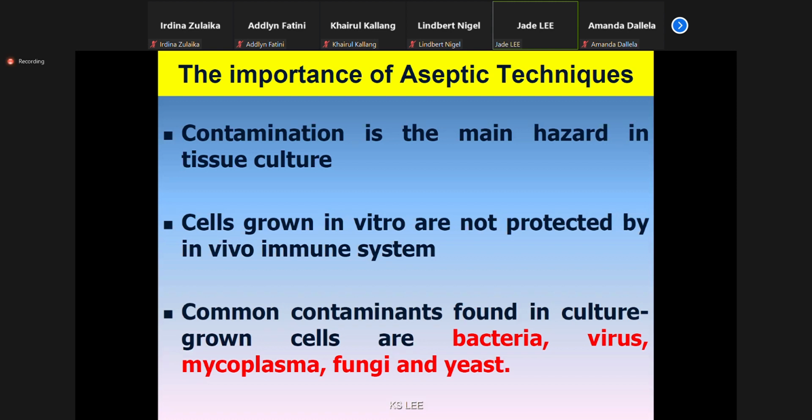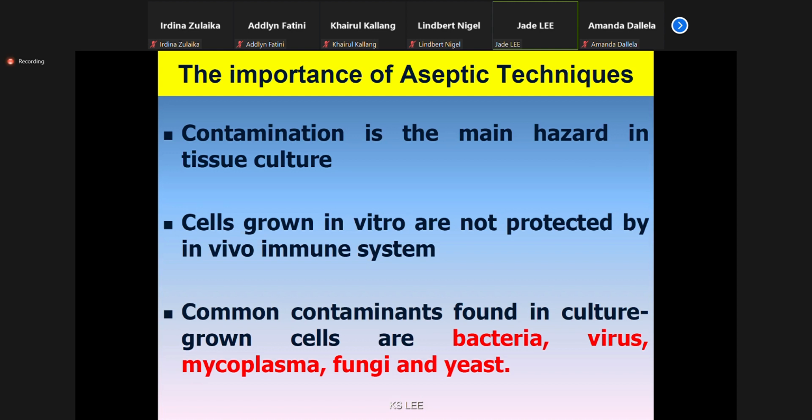And cell growth in vitro are not protected by the in vivo immune system because you excise a piece of the tissue from the organism. And once you excise it or you isolate it from the animals, these chunks of tissue were not protected by the immune system of the organism. So it is very fragile. And you need to culture them in an artificial environment with the medium.